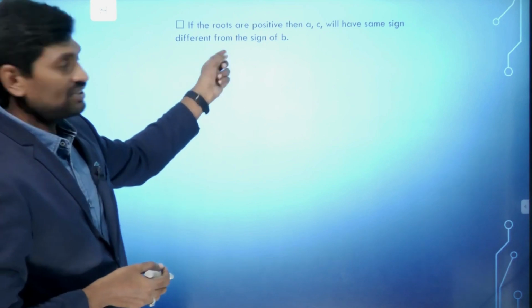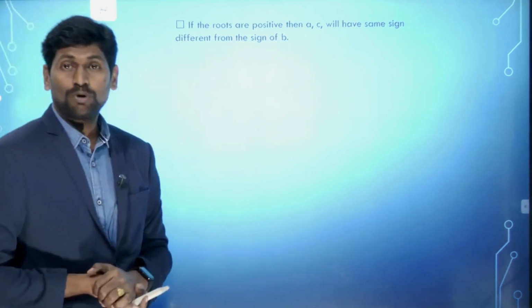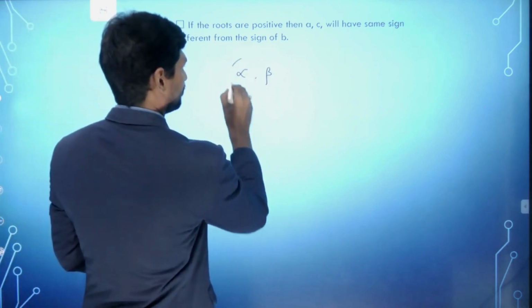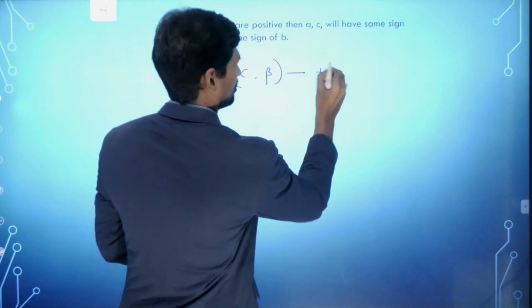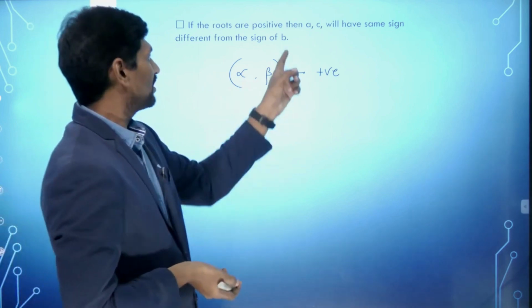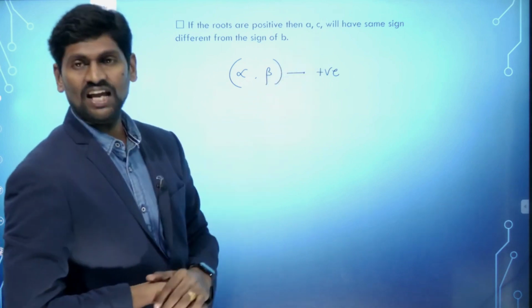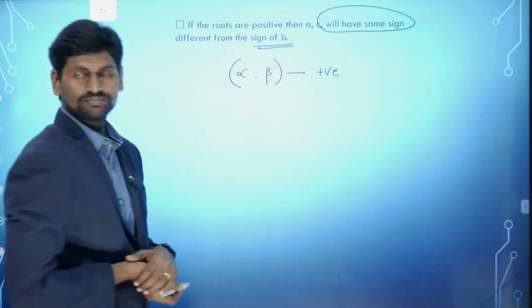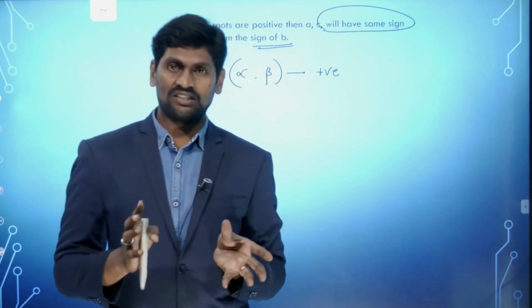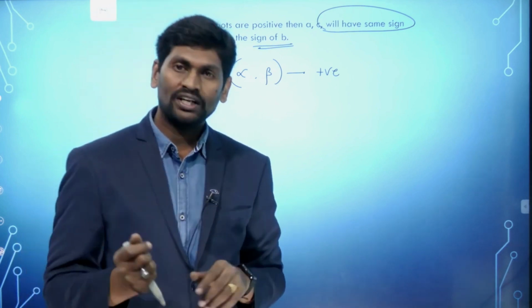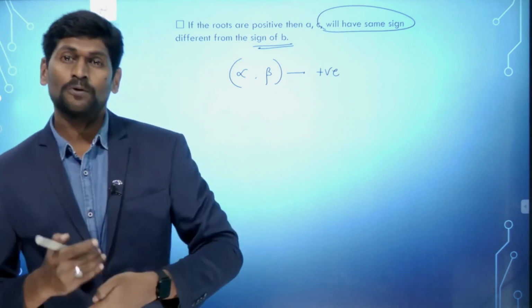So, next one, if the roots are positive, that means both roots, alpha and beta, are positive. Alpha comma beta are roots of the quadratic equation here. If both are positive, then a and c will have the same sign, and b will be different. That means the x square coefficient and the constant term will have the same sign, whether positive or negative, but b will be exactly opposite to that sign.